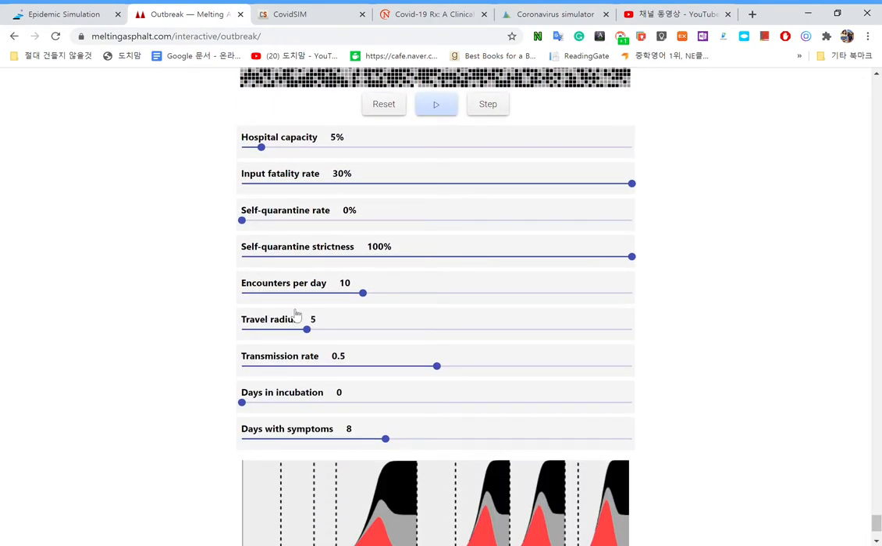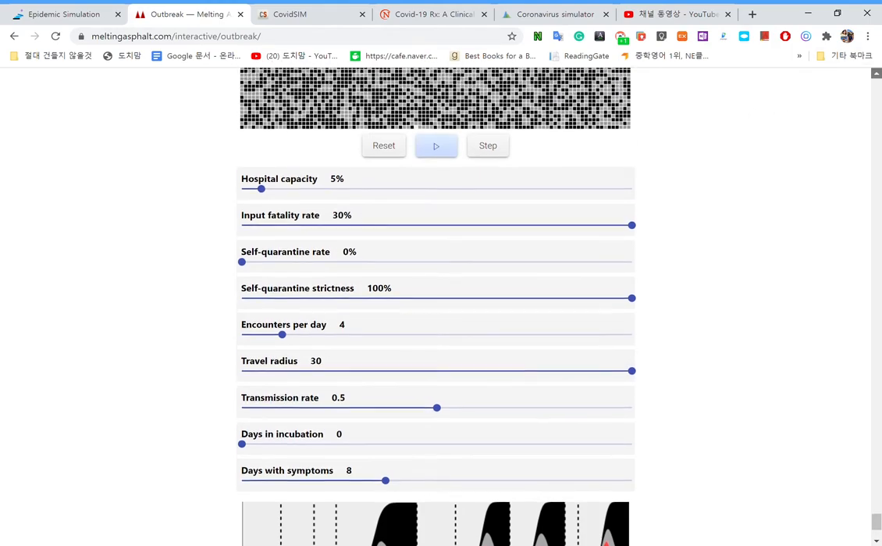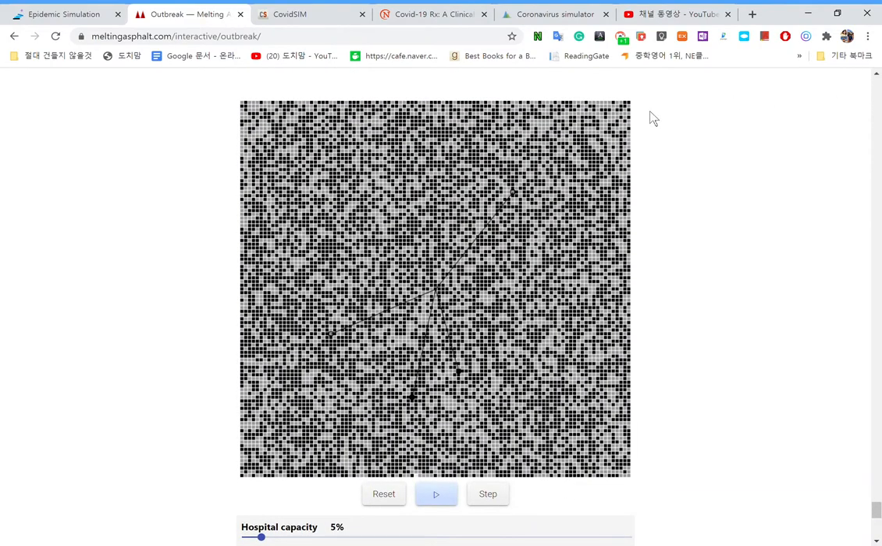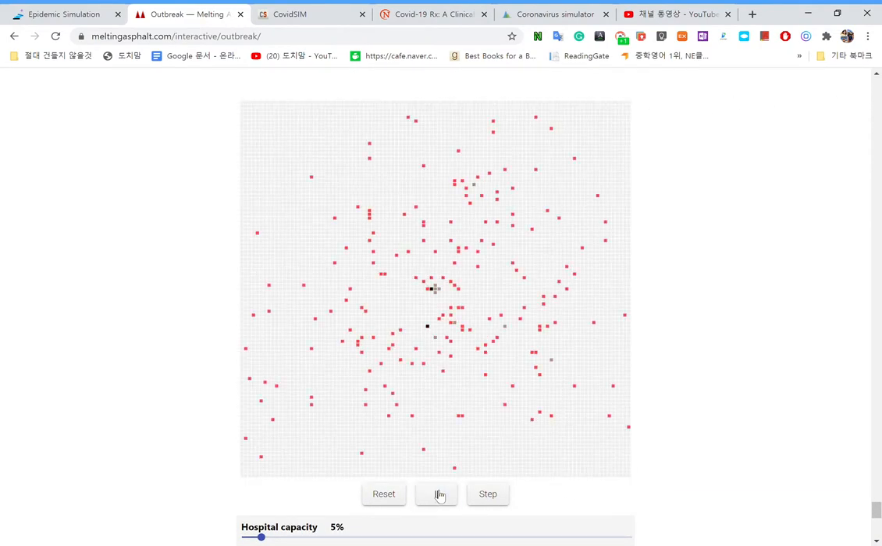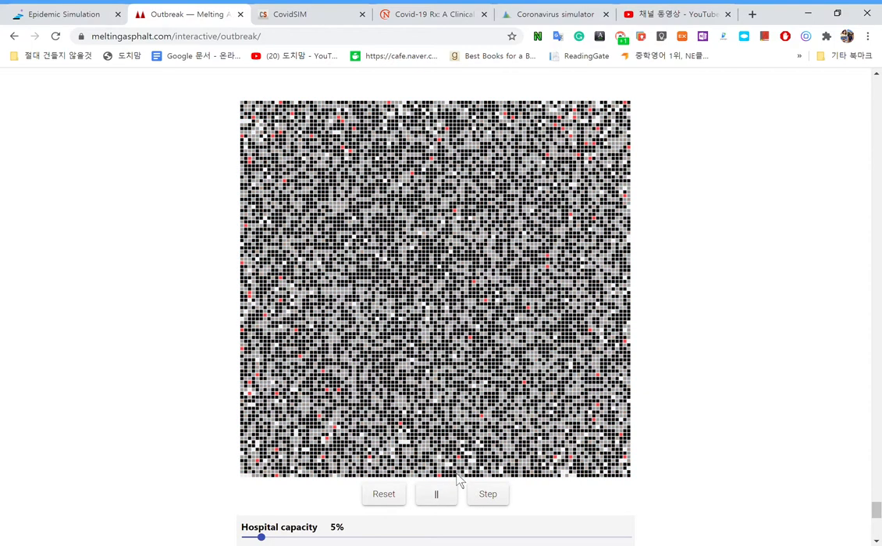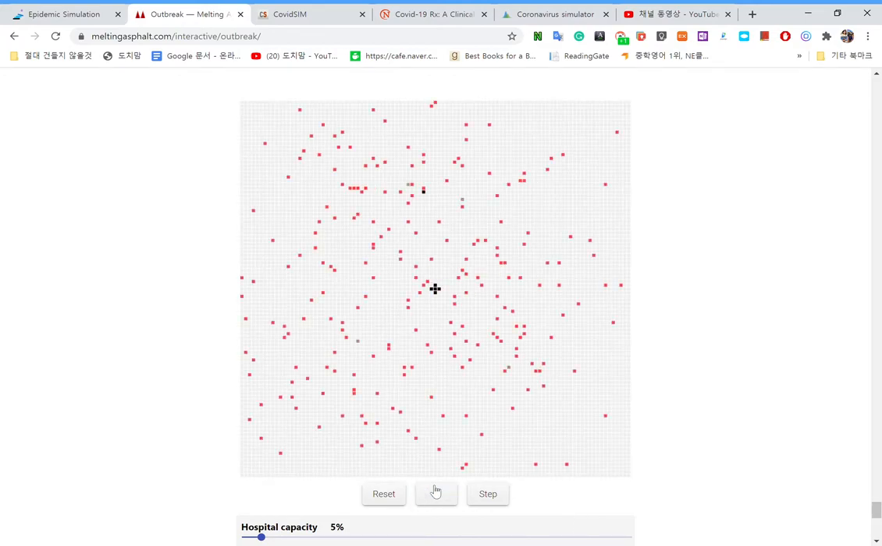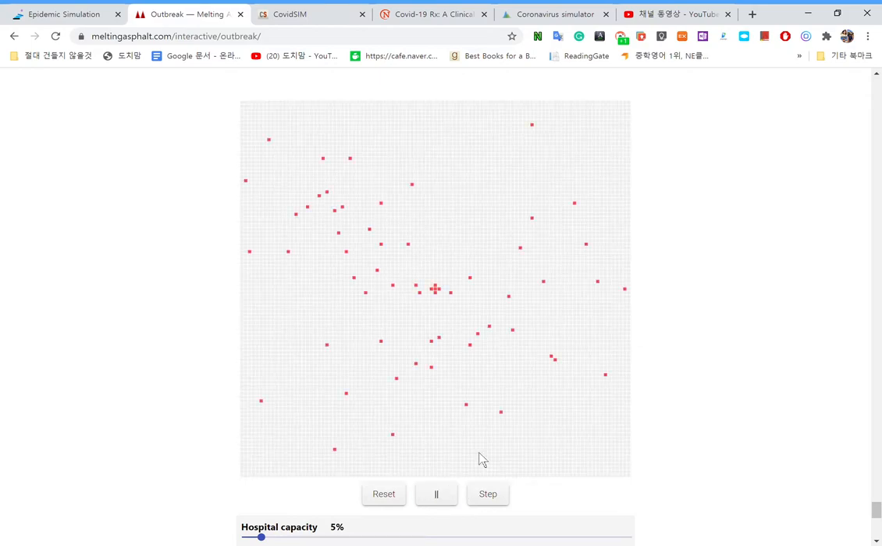Now, the travel makes it really difficult. But if the travel radius was 30, but the encounters per day was only 4, then what would happen? Almost everybody still gets infected, which makes sense. Let's try that again.